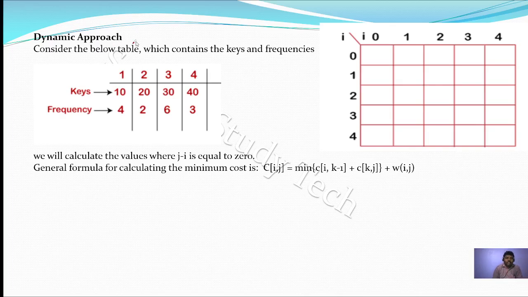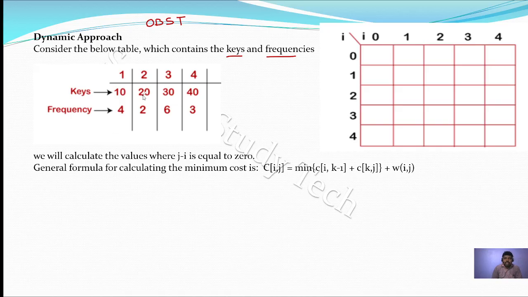Today's topic is the optimal binary search tree (OBST) using the dynamic programming approach. Consider the below table which contains the keys and frequencies. These are the keys, 4 keys and 4 frequencies. We have to find out the optimal binary search tree.